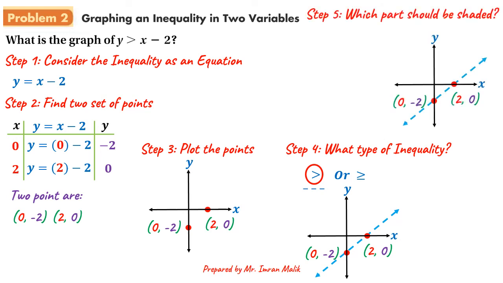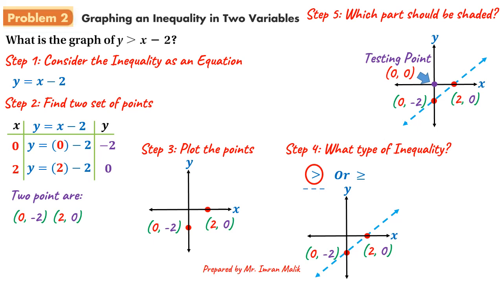Moving to our last step, which is step number 5. It states, which part of the coordinate plane should be shaded? Is it going to be above the dotted line or below the dotted line? To do this, we need a testing point. It is always a good idea to choose your testing point to be (0, 0), unless it is on the line. Then we need to choose a different testing point. However, we are lucky that our testing point in this example is not on the line. Therefore, this testing point should do the job for us.